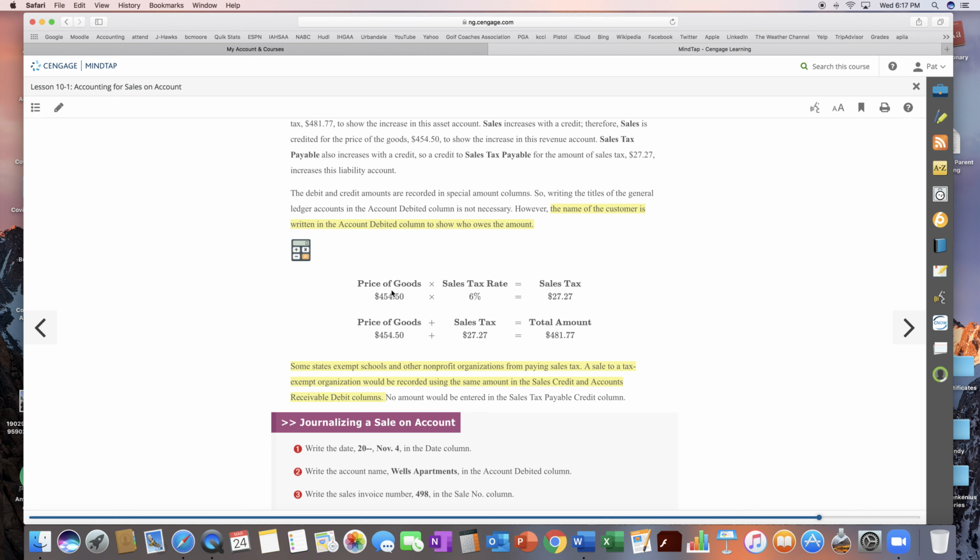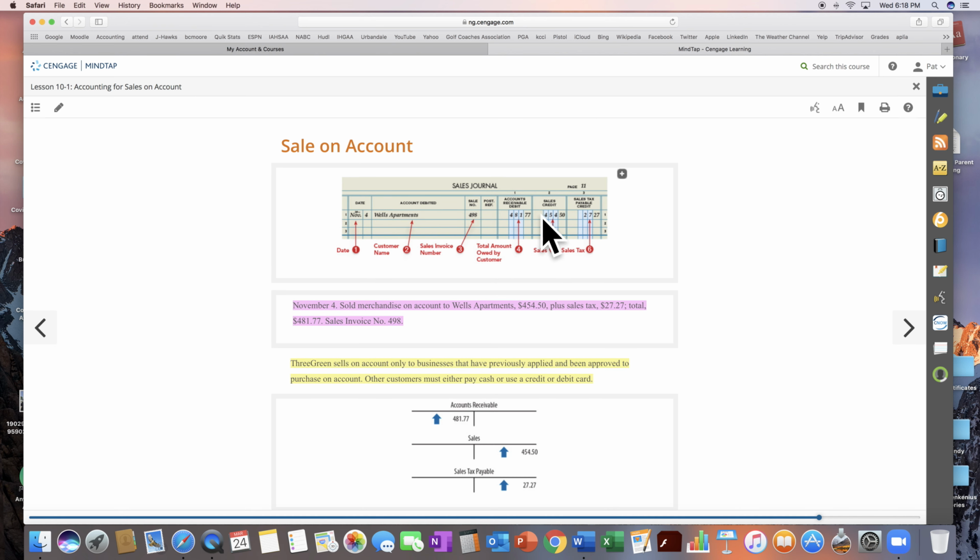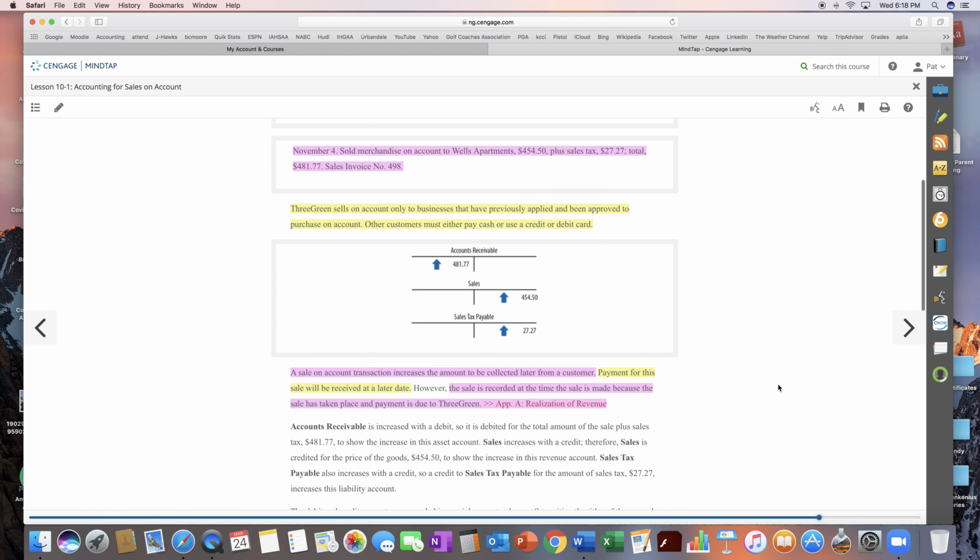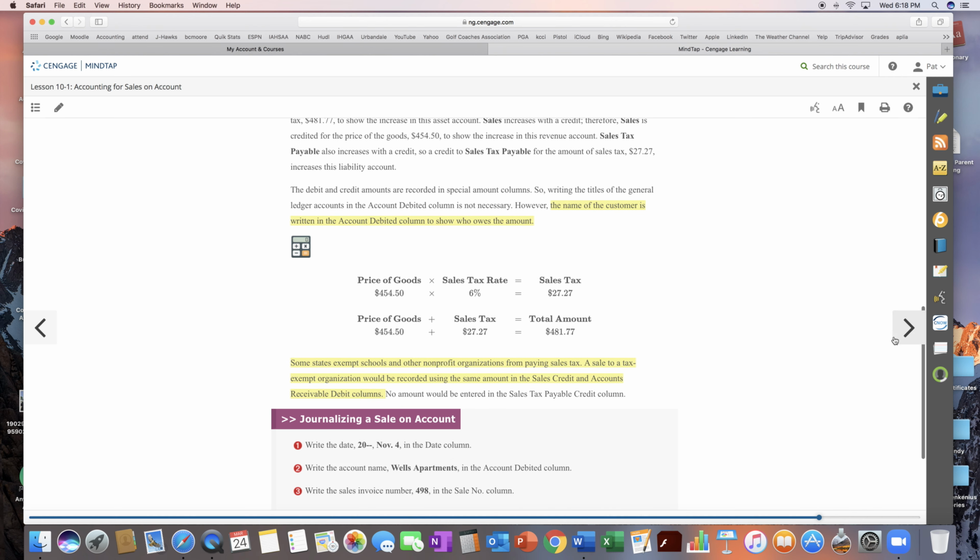This is the sale amount. You multiply it by 6%, 0.06 to get the sales tax. You take the tax, add it to the sale, and you get your total. This would be the accounts receivable debit. Some states, again, as a reminder, exempt schools, nonprofit organizations, churches, religions, whatnot, from paying sales tax. If that's the case, you just would put the sale and the sale amount there. All right, and we'll show you that when we get to the accounts payable.